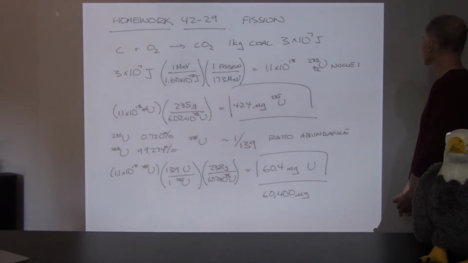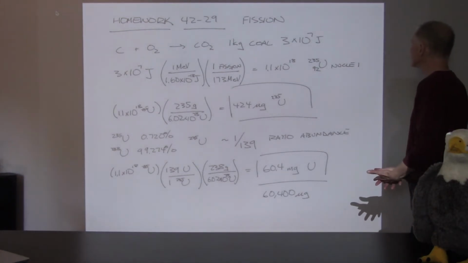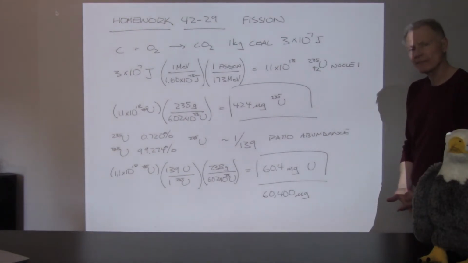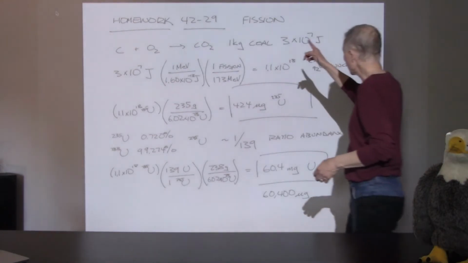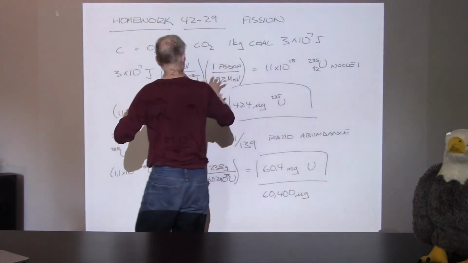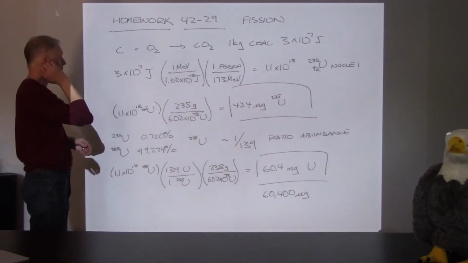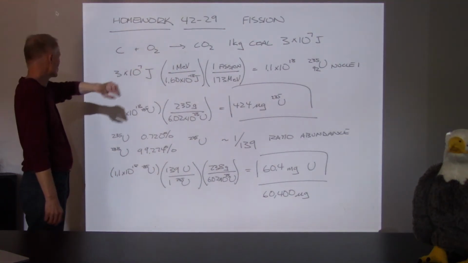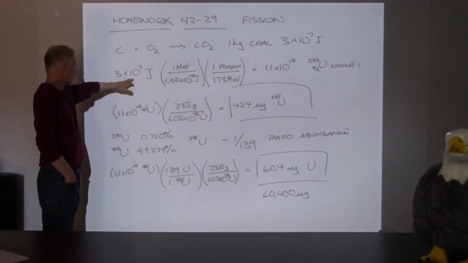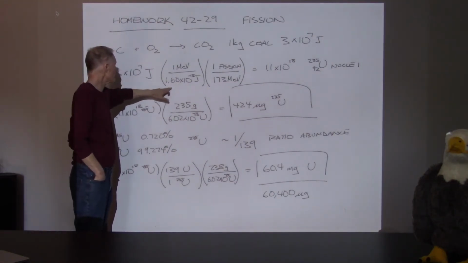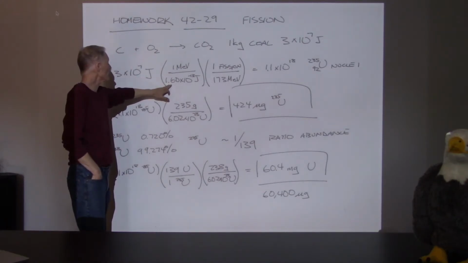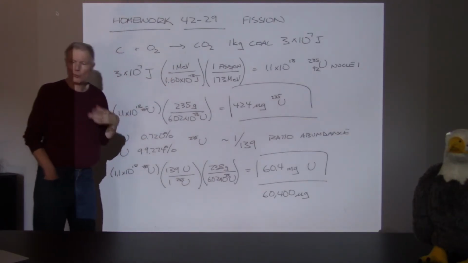Now, what they wanted to know was how much uranium it would take to provide that much energy. It takes 1 kilogram, 1,000 grams of carbon to produce 30 million joules. So let's start with the 30 million joules. And then this is a conversion that I hope you guys are familiar with. What we're doing is going from joules back into MeV.